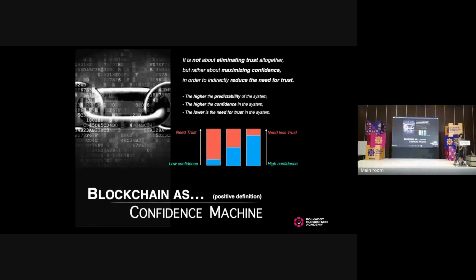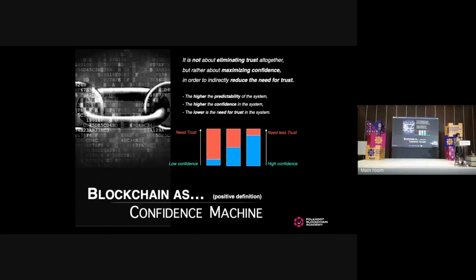Now, the problem with this definition of trustless is that it defines what it is not, but it doesn't define what it is. So instead of a negative definition, a more positive definition of what a blockchain actually provides is that it is actually a confidence machine. It is actually providing confidence in the interaction that will be done through this infrastructure. So the idea is not necessarily to absolutely eliminate trust, but it's actually about increasing the degree of confidence so that we reduce the need.